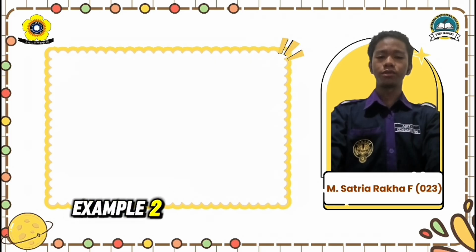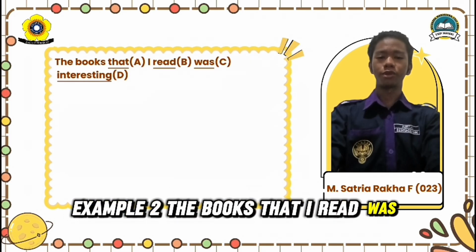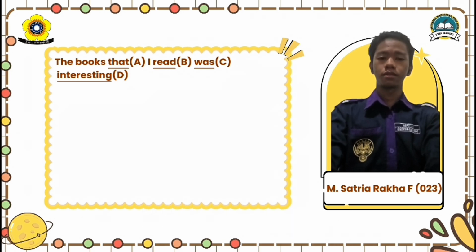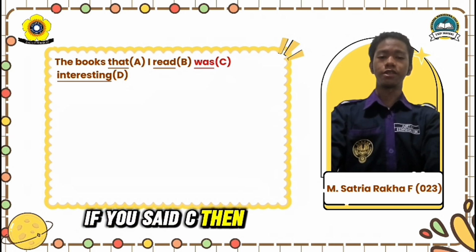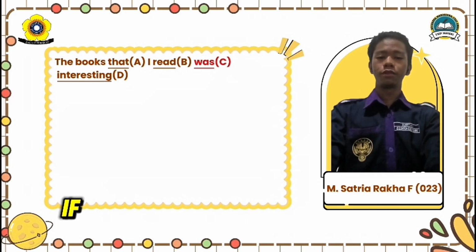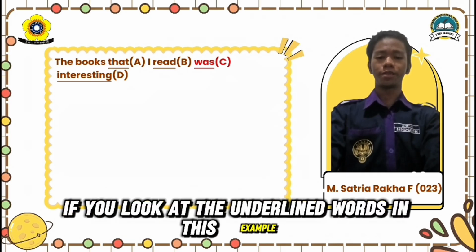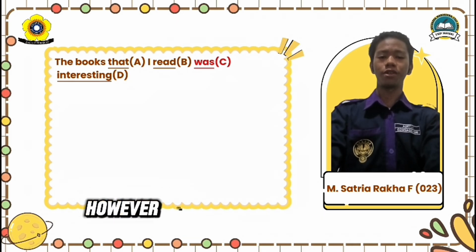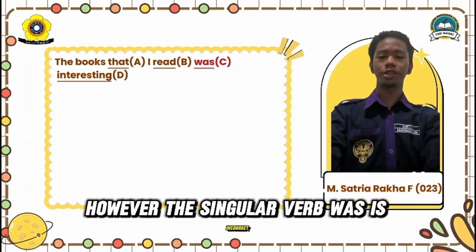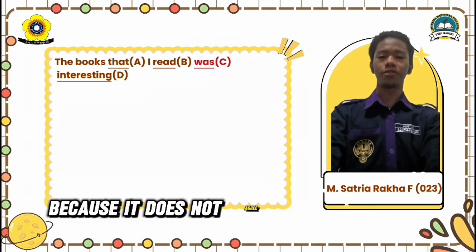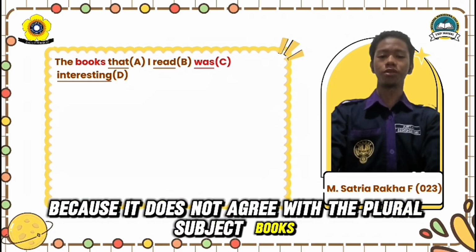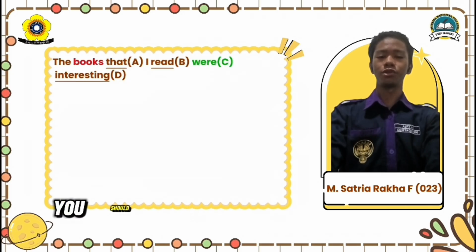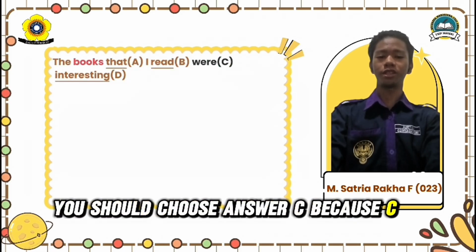Example 2. The books that I read was interesting. Which part is wrong? If you said C, then you are correct. If you look at the underlined words in this example, each word by itself appears to be correct. However, the singular verb was is incorrect because it does not agree with the plural subject books. The verb should be were instead. Therefore, you should choose answer C because C is not correct.